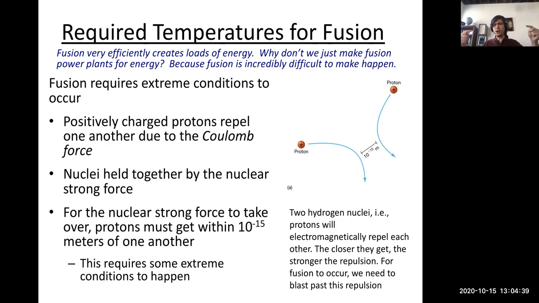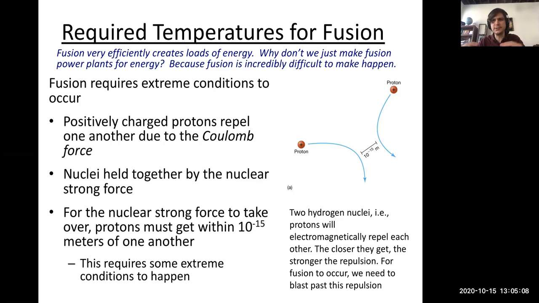Okay, so it's really hard to get protons together, but they do stick together in an atomic nucleus. So how does that happen? Well, there's another force. Nuclei are held together by what's called the nuclear strong force, but that only operates on very, very tiny distance scales. So you can get the nuclear strong force to take over and bind these protons together to form a nucleus if you can get the protons close enough together.